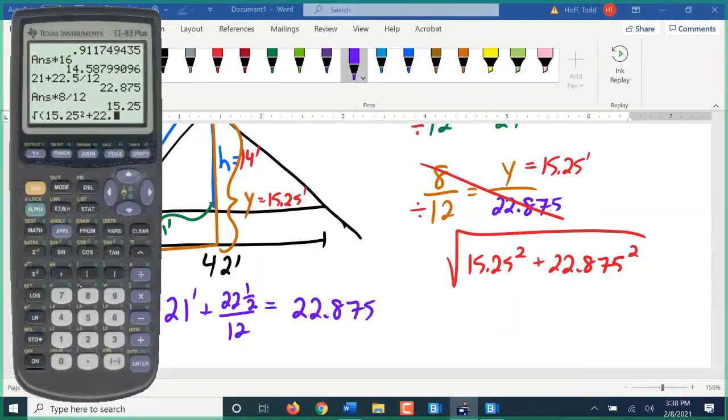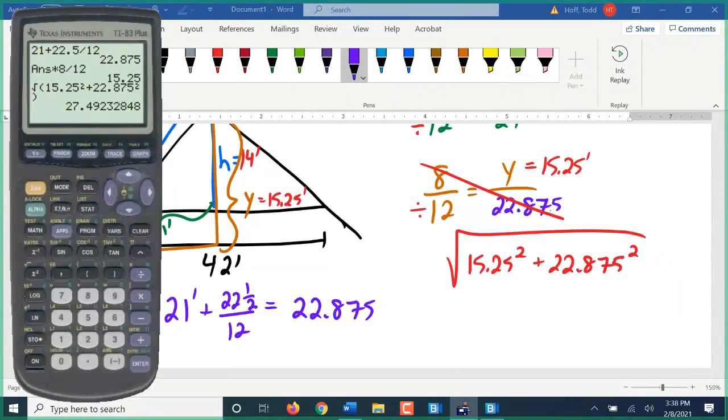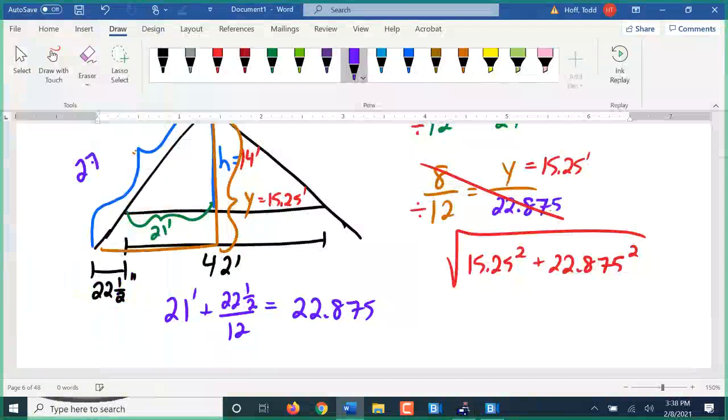So now we can design trusses. Possibly. It says 27.492 feet. We're going to leave it at that. I'm going to trust it at this point. You guys can convert that into feet and inches.